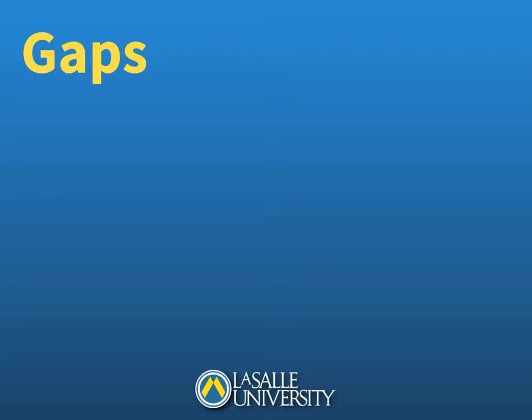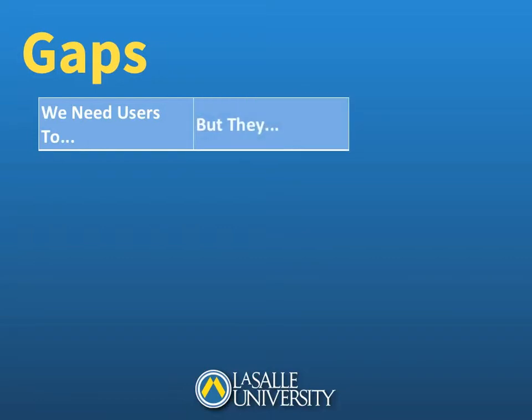So how do we fill these gaps? We're going to run through a couple things here as an example of how to assess these gaps and knowing where we need to hone in on a content campaign. So gap number one, which would be we need users to, but they, blank, and so a gap is blank. So let's go through a couple examples here.